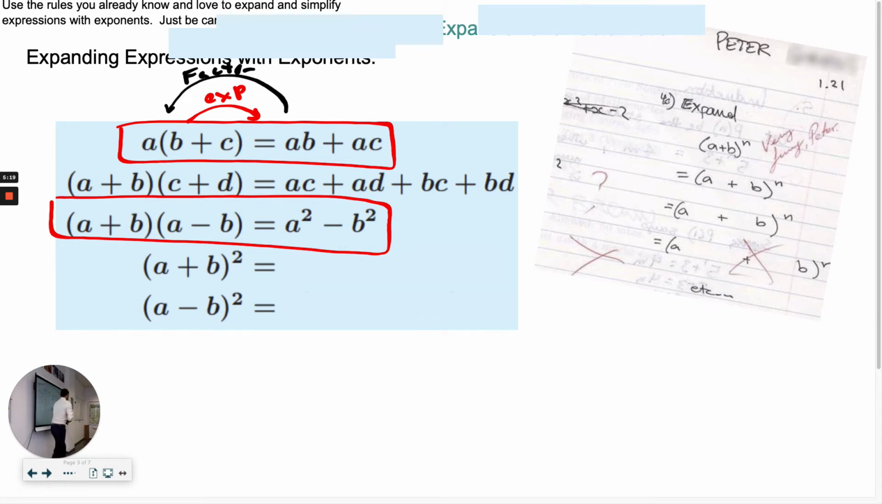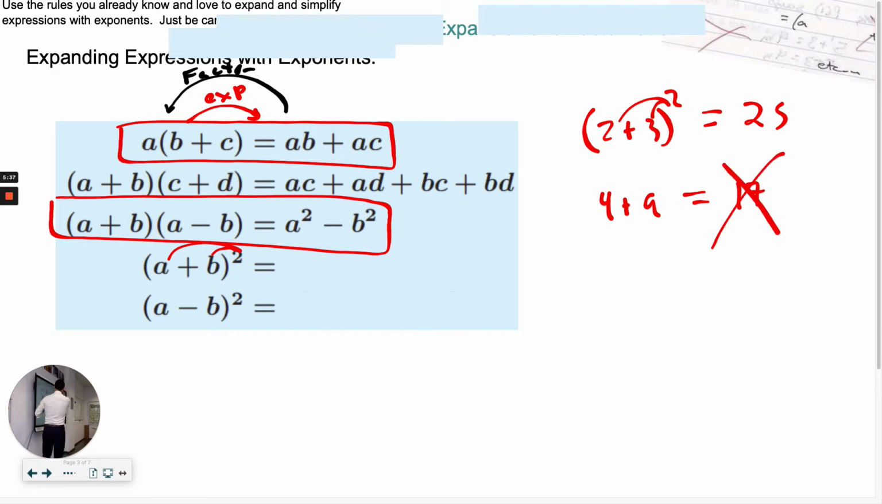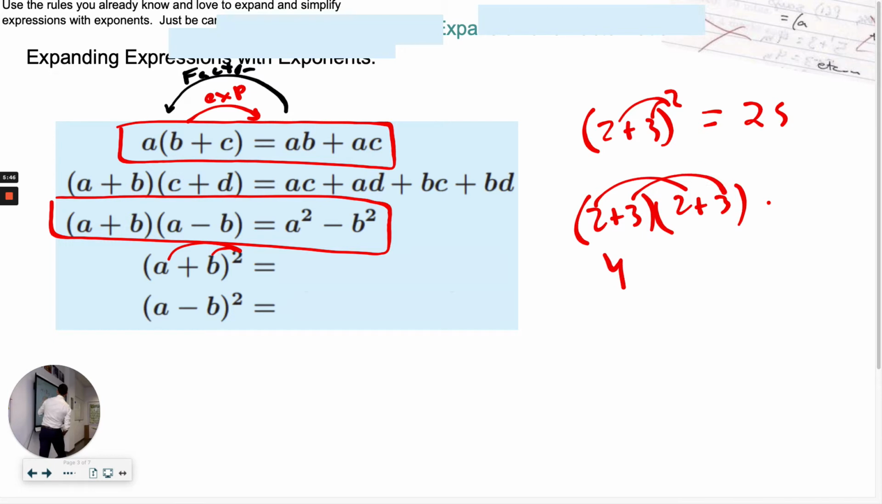If you have something like a plus b squared, resist temptation to drop the square in. It doesn't work. Like 2 plus 3 squared should be 5 squared, should be 25. If you drop the square in you get 4 and 9, not 25. So to make this happen, you need to go 2 plus 3 times itself, distribute 4, distribute 9, 6 and 6, and that's 25, right?